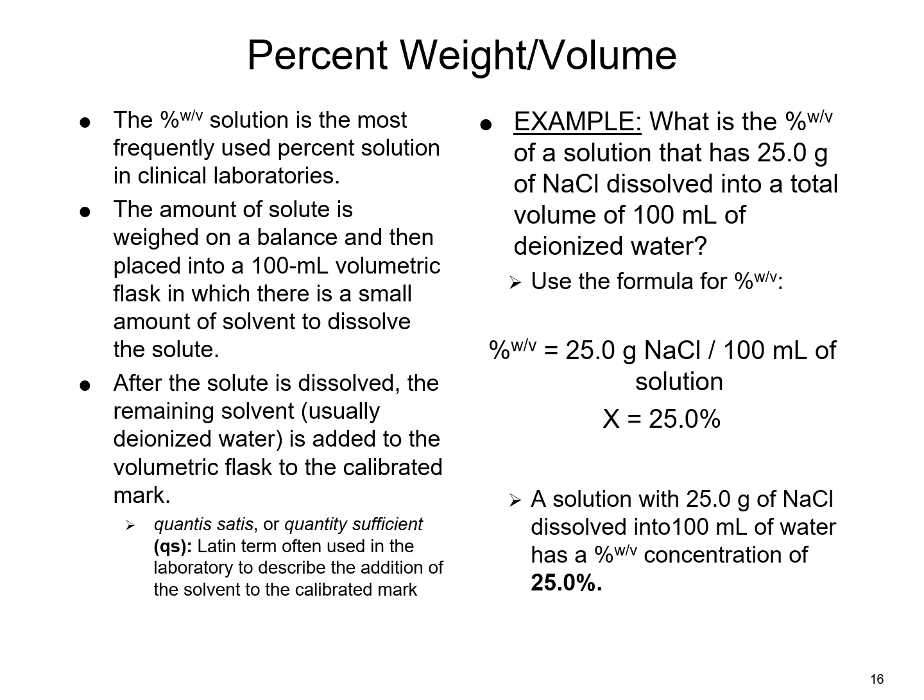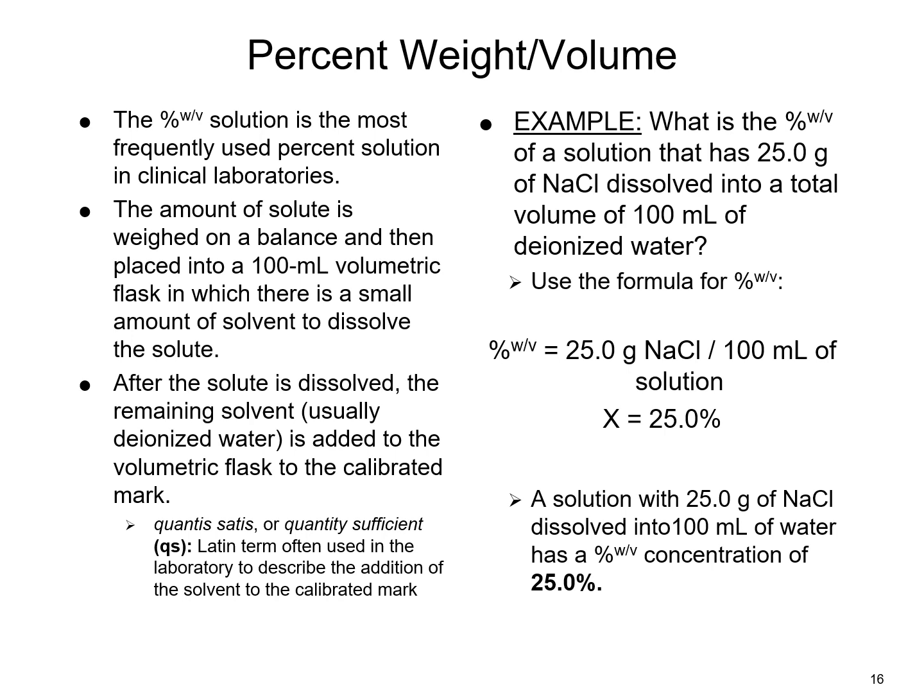Now for the percent weight per volume solution, this is the most frequently used percent solution in the actual clinical laboratory. For this solution, the amount of solute is weighed on a balance, and then you place that into a 100 mL volumetric flask, to which you'll start adding a small amount of the solvent to dissolve that solute. Once the solute's dissolved, the remaining solvent, which in most cases is going to be something like deionized water, is then added to that flask, and you bring it up to that calibrated mark on that flask.